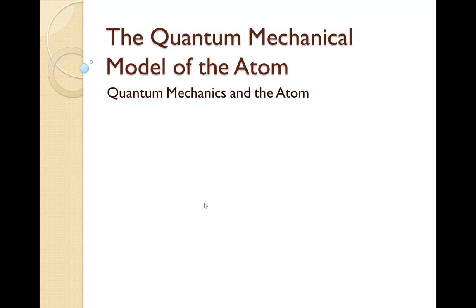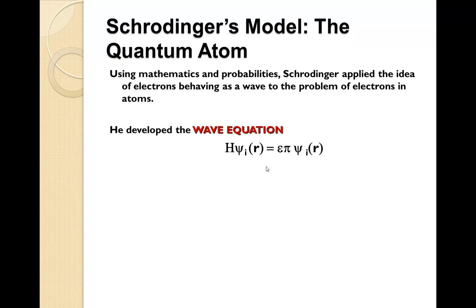In this tutorial, we will be discussing quantum mechanics in the atom, specifically the Schrodinger equation and where the electrons are found. Using mathematics and probability, Schrodinger applied the idea of electrons behaving as a wave to the problem, rather than as particles. He developed the wave equation, and you'll see this symbol come up several times. This is psi, the Greek letter psi. You'll hear it from your instructor or throughout this video, and it's referring to Schrodinger's equation of the electrons behaving as a wave.